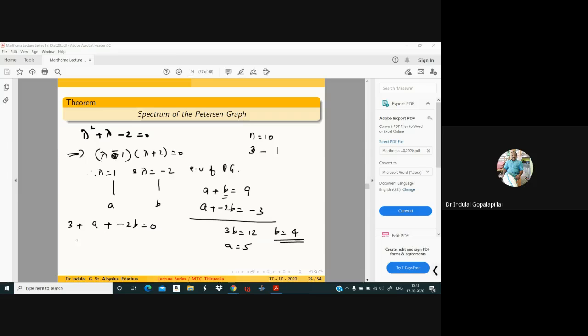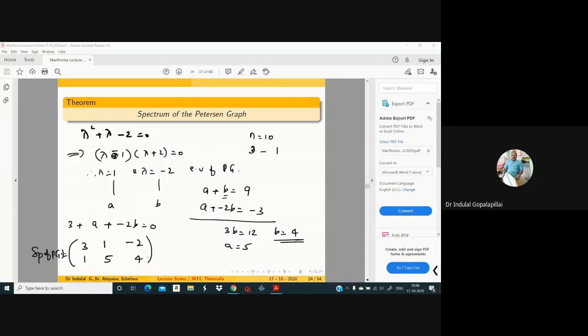So this is the spectrum of the Petersen graph: 3 with multiplicity 1, 1 with multiplicity A, which is 5, and -2 with multiplicity 4.